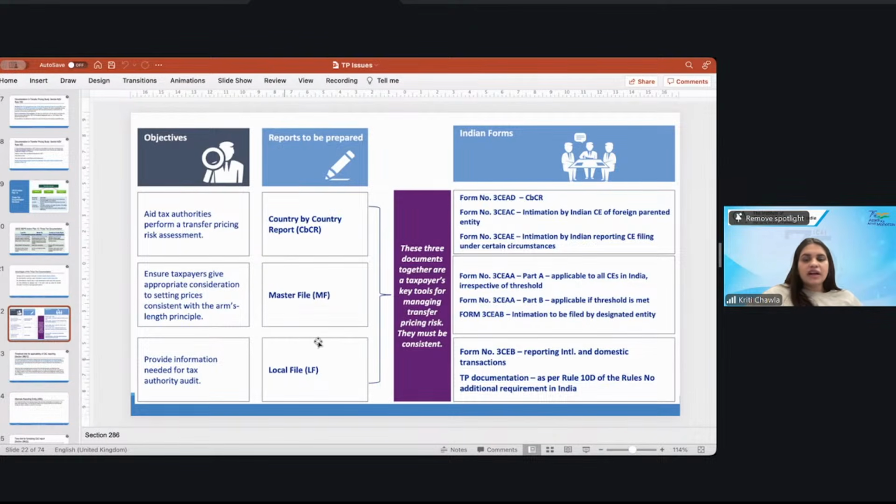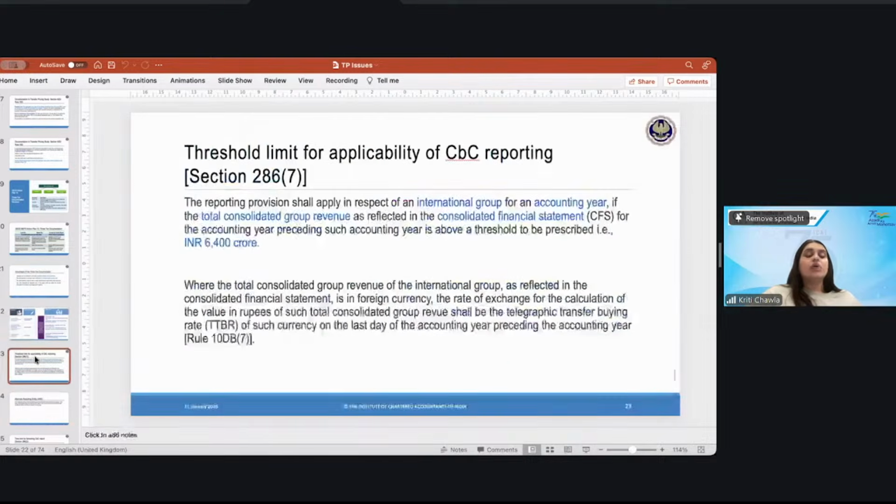There is the local file, and it mentions here that there is Form 3CEB, which will report all the international and domestic transactions. And then there is TP documentation, which is the transfer pricing study report, under Rule 10D and Section 92D, which regulate the local file in India. Now we'll talk about what happens to CbCR. Is it applicable in India or not?